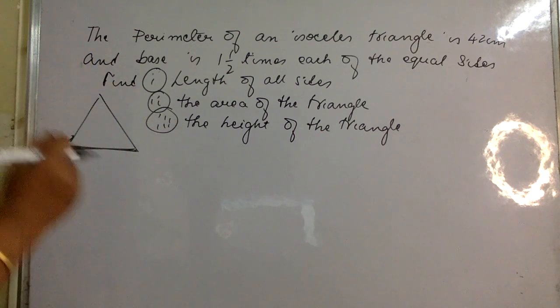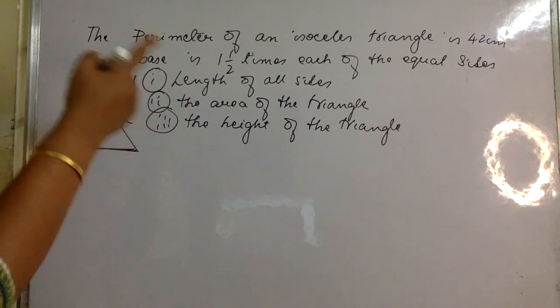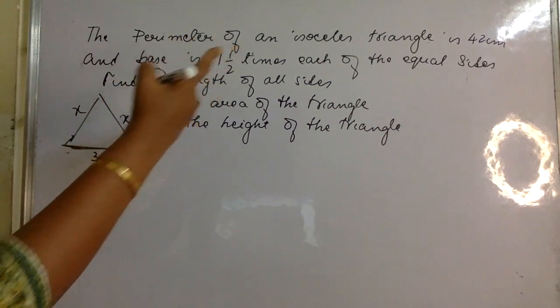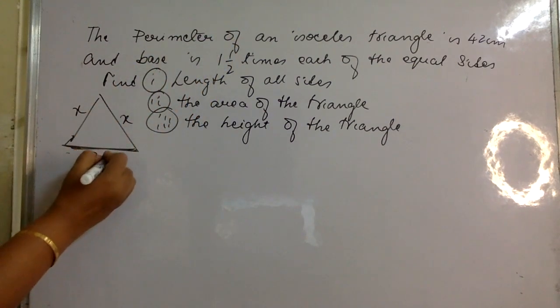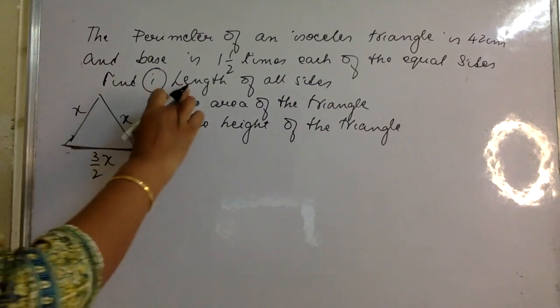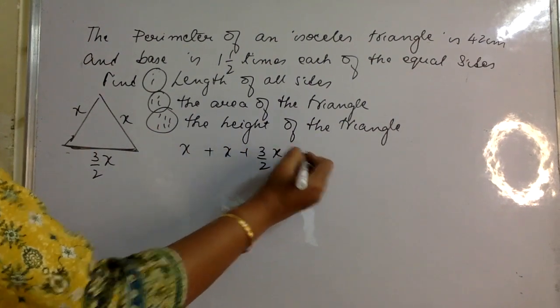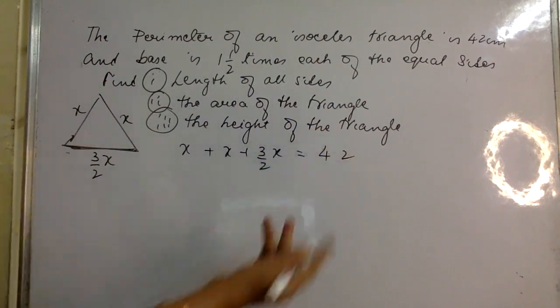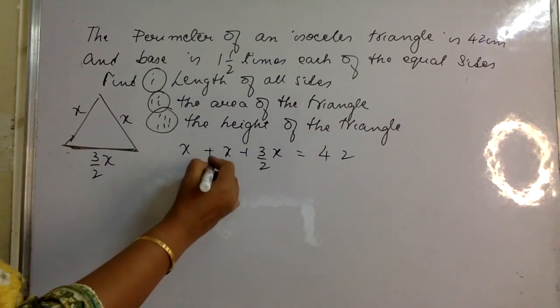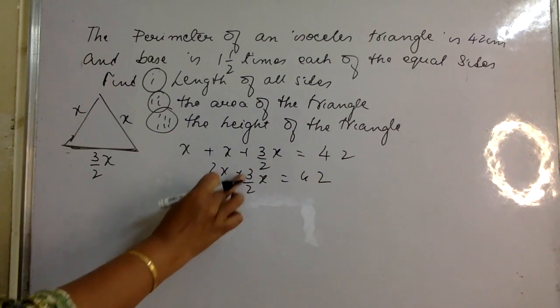So first thing, base is 1.5 times of the equal. Let me take the equals as x. Then 1.5 means 3 by 2, 3 by 2 of each of the equal sides, 3 by 2 of x. Okay, so this is where algebra comes into use. So now I can easily find the first answer, which is x plus x plus 3 by 2 x, that is equal to 42. That is the perimeter. Perimeter is the sum of all the sides. 2x plus 3 by 2 x is 42. This means 2x plus 1.5x.